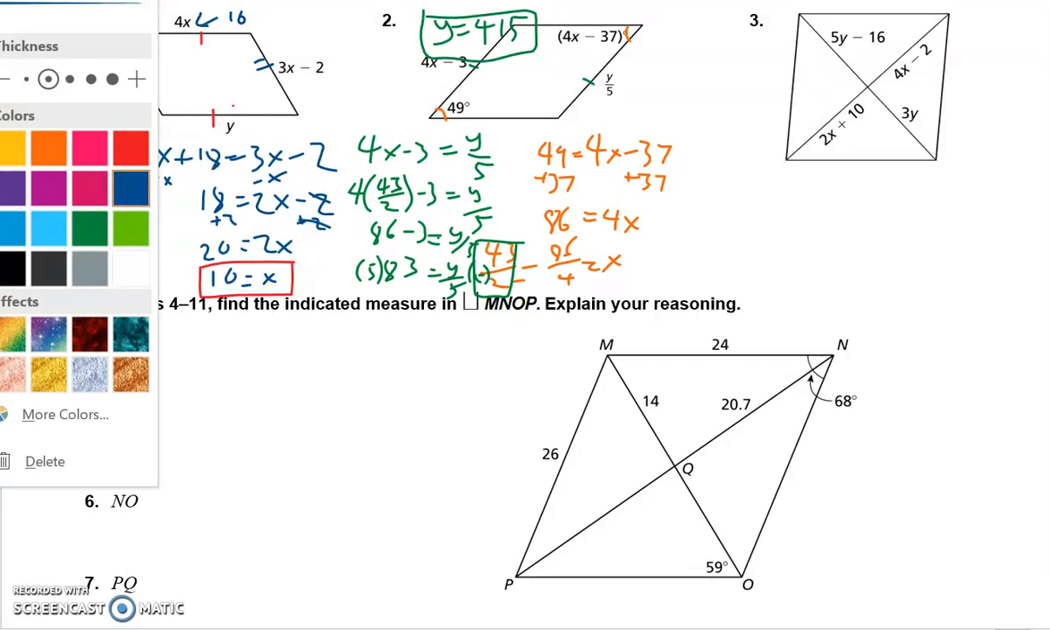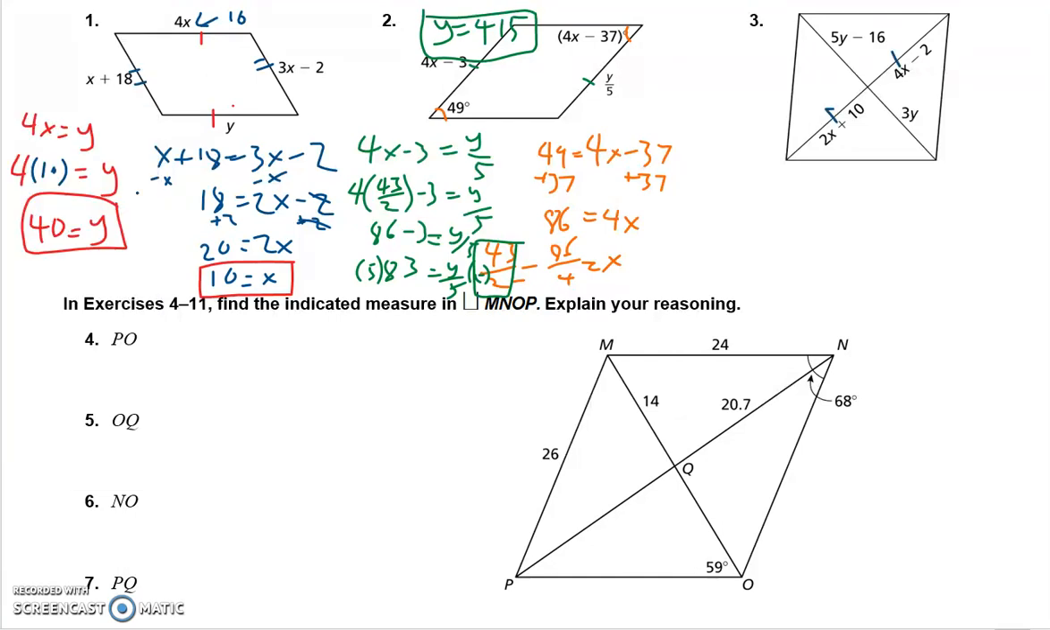Alright, let's go to this one. So now you have these diagonals that are equal. So 2x plus 10 equals 4x minus 2. Hey, this one works. So subtract 2x, you get 10 equals 2x minus 2. Add 2, you get 12 equals 2x. And then 6 equals x. So that's x, that's a 6.